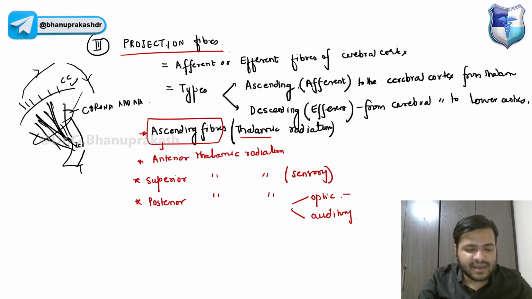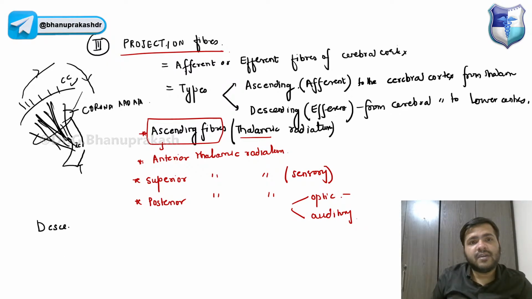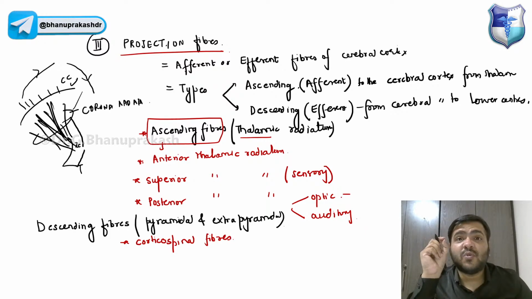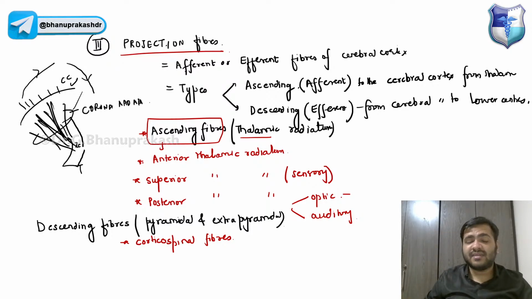Now coming on to the descending fibers. Descending fibers, beta, are also known as pyramidal fibers, or these are extrapyramidal fibers. You already know the examples over here, and I don't think I even need to teach you. The corticospinal fibers arise from the motor area in the precentral gyrus, and they come down to the anterior horn cells of the spinal cord.